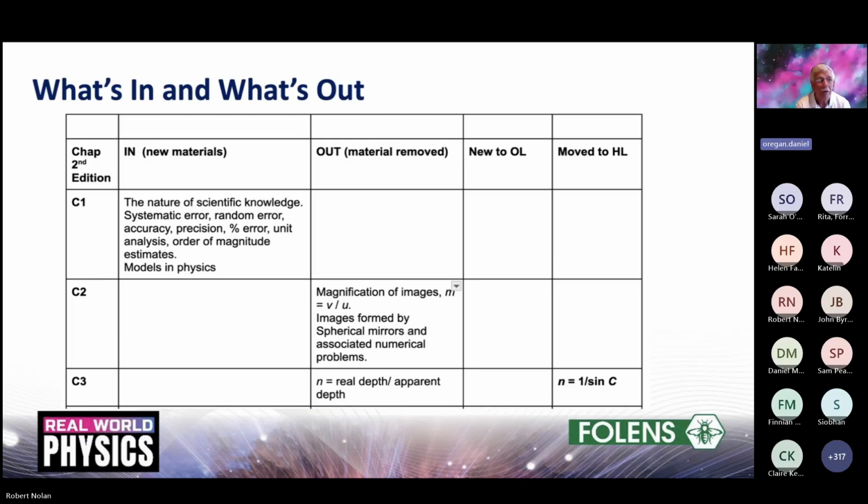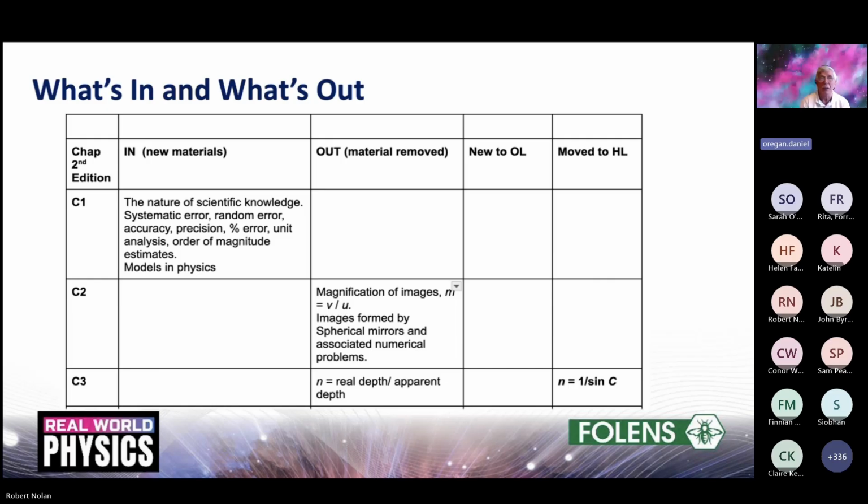Right, new material. At the start, the nature of scientific knowledge is new to Leaving Cert. Of course, it's been on Junior Cert, or Junior Cycle, for a while. A number of new terms there: systematic error, random error, accuracy, precision, percentage error, unit analysis, order of magnitude estimates, and the idea of models in physics. Now, some of these would have been in the old course to small amounts, but there is a very much increased emphasis on them here. And a lot of that material is covered in the first chapter to enable students to come to terms with the new stuff needed.